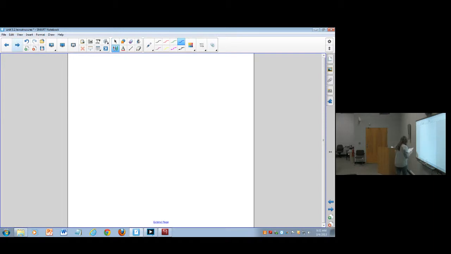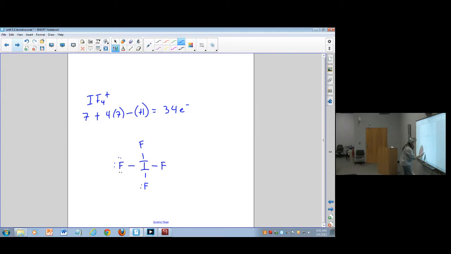Let's see. How about IF4 plus? I have 7 valence electrons from the iodine, plus 4 times 7 for the fluorine, minus that positive 1 charge. Remember, we always subtract a charge. That gives us 34 electrons. And iodine, we know the most electronegative atom is fluorine, so it's never going to be a central atom. Put on our F's here and fill in the octet around the outer atoms.